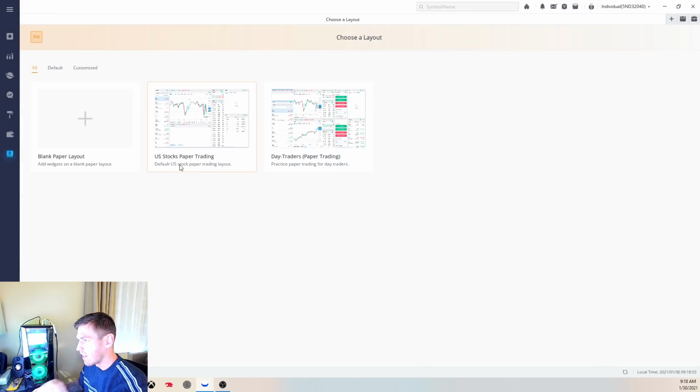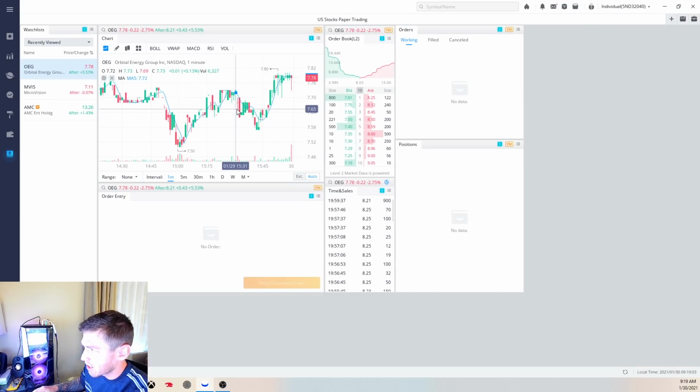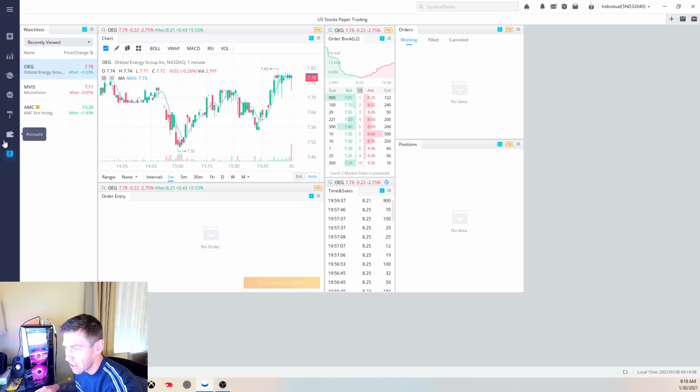And if you are interested in paper trading, which is essentially practicing your trading skills without using any real money, you can just come over here to paper trading and then choose, let's say, stocks paper trading, and it'll let you practice trading in real time with the market and see how confident you are with your current skills. So that is the walkthrough on the WeBull platform.